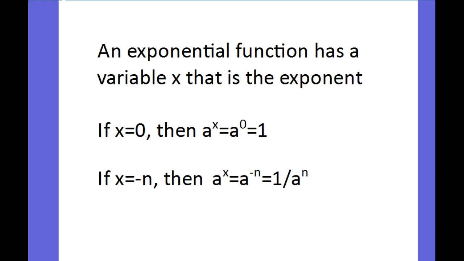If you have x equaling negative n, then a to the x is a to the negative n, which is really 1 over a to the n. These are just me reviewing some of the rules that I put on this handout for you. So you have all the rules on here. This is just talking through a couple of them.